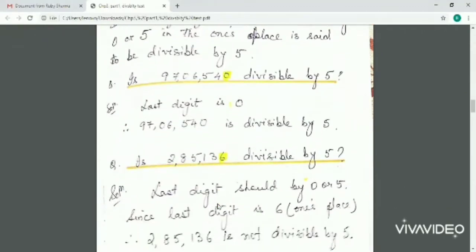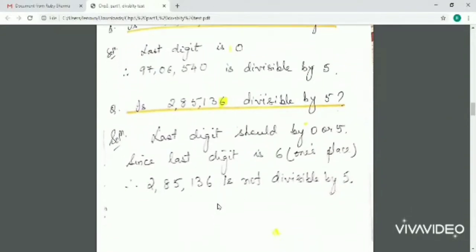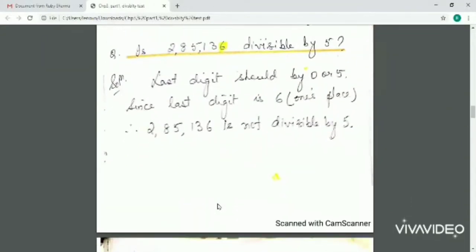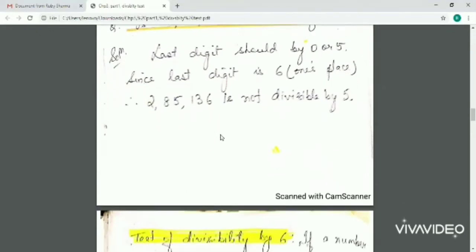It is 6. Therefore, this number is not divisible by 5. So see, only in 2 statements. So it is not very difficult. You just have to learn what to write. The last digit should be 0 or 5. Since the last digit, the ones place digit, is 6, the whole number 285,136 is not divisible by 5.